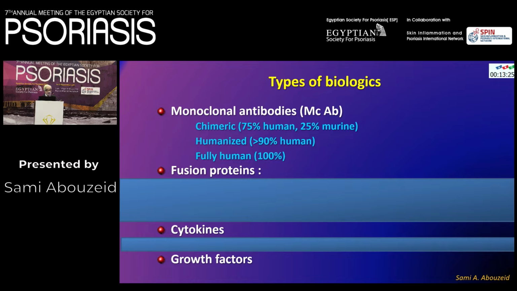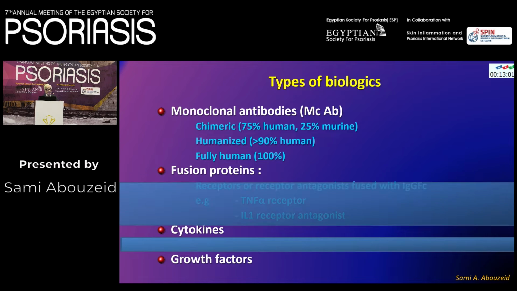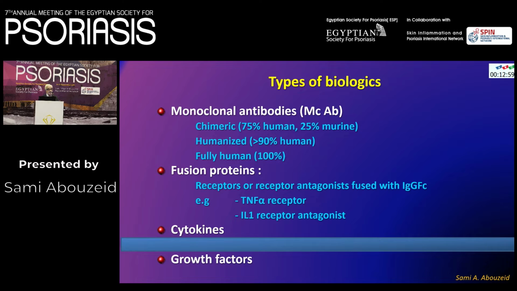The monoclonal antibodies may be chimeric, يعني 75% من المولكيول human و25% murine أو animal. May be humanized, more than 90% human, or fully human, which are 100% human. Fusion proteins are receptors or receptor antagonists, which are fused with IgG Fc fraction.